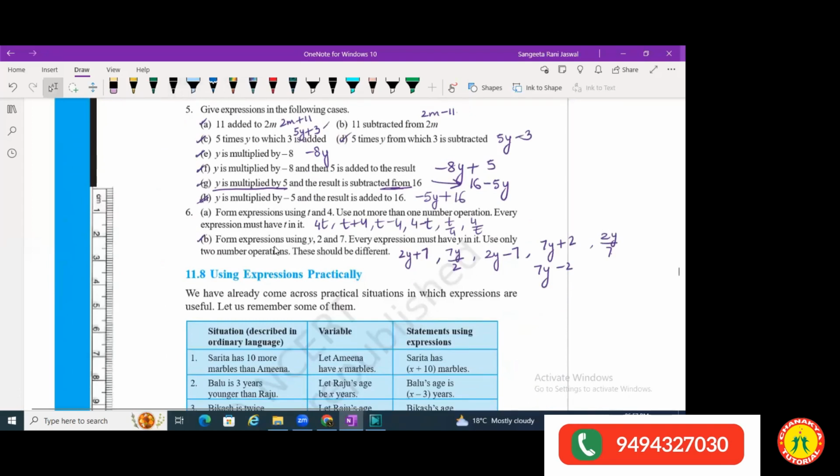Then suppose you have 5 times y to which 3 is added. How will you write 5 times y? 5y. And to this 3 is added: plus 3. So 5y plus 3. Simple. Now tell me this: y multiplied by -8 and then 5 added to the result. y multiplied by -8 is -8y, and then 5 is added: -8y plus 5. Now, 5 times y from which 3 is subtracted: 5y minus 3. Good.